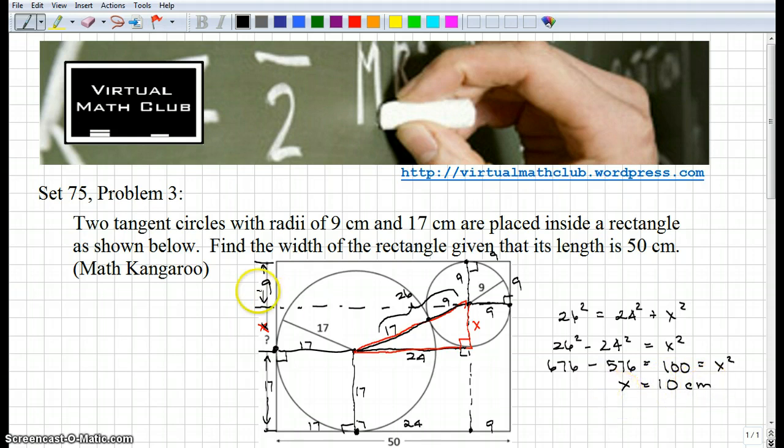If x is equal to 10, then I can just add up these lengths and get the length of this side of the rectangle. So 17 and 9 is 26, plus 10 more gives me 36. So the length of that side is 36 centimeters. There you go.